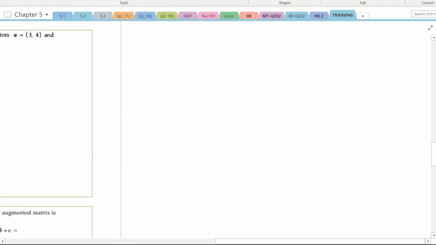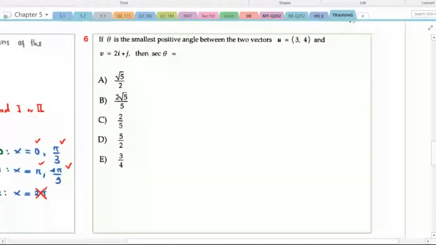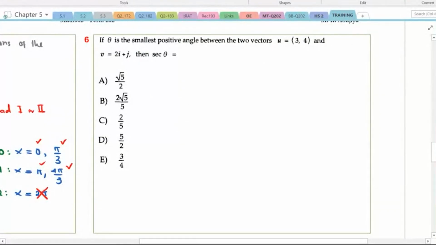All right. So, gentlemen, let us continue. Example number 6, what does the question say? The question says, if theta is the smallest positive angle, gentlemen, at the end of the day, you have all the time to ask any question from any part. So I will take your question, Ahmad. Theta is the smallest positive angle between two vectors. We have vector u and vector v given to us. And then the question says, what is secant of theta?